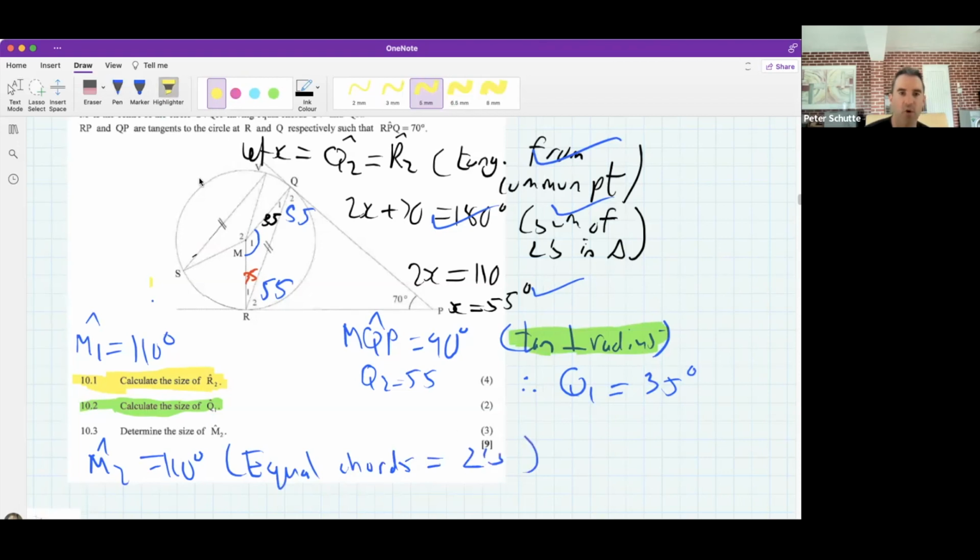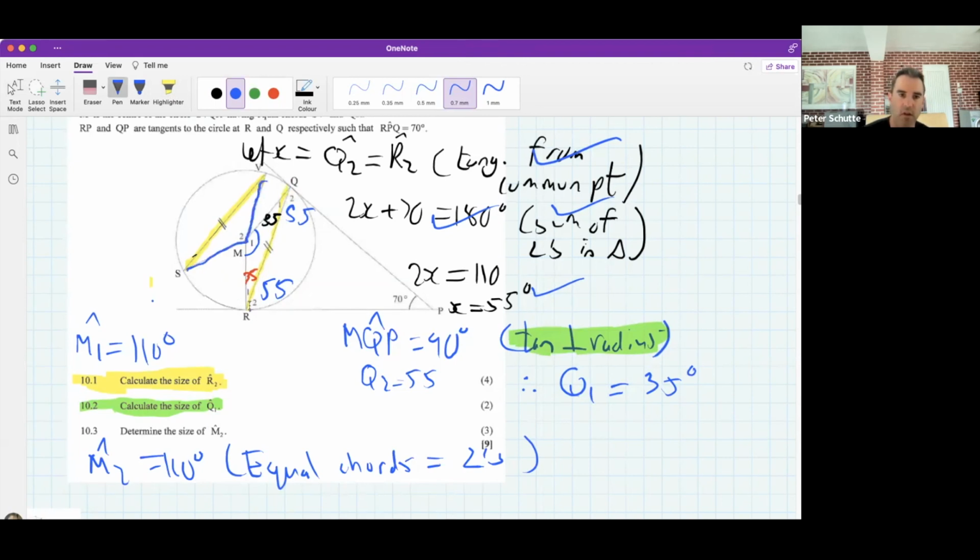And the equal chords that Leseko is talking about is there is the one chord, there is the other, and then the angle that they're making is here and here. Sorry, that was a bit messy.